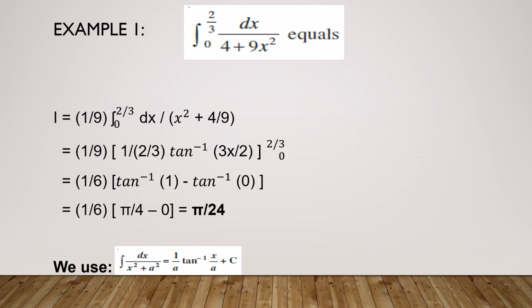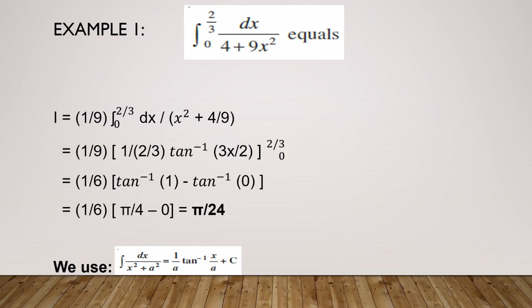What is the integral? 1 upon a tan inverse x by a. As I told you, c will not be over here. Now what is your a? Your a is 2 by 3. So it is 1 upon 9 into 1 upon 2 by 3 tan inverse of 3x by 2. Now 1 upon 2 by 3 also take outside. So 1 upon 9 into 1 upon 2 upon 3. So it is basically 1 upon 9 into 3 by 2, which is 1 by 6. Into bracket you have tan inverse of 3x by 2.